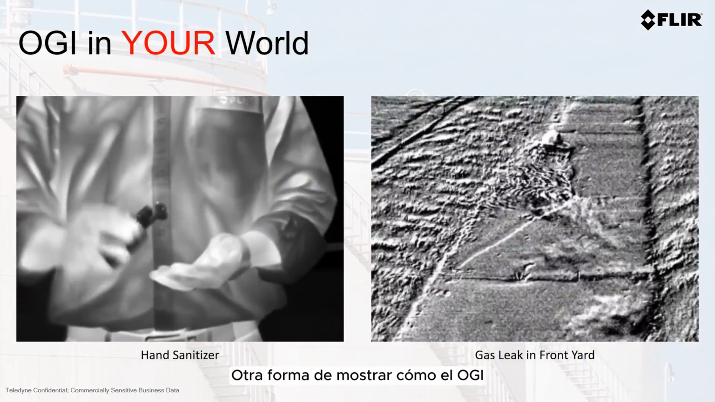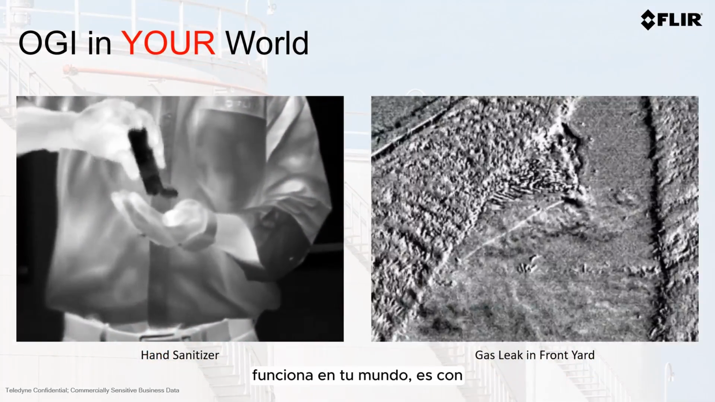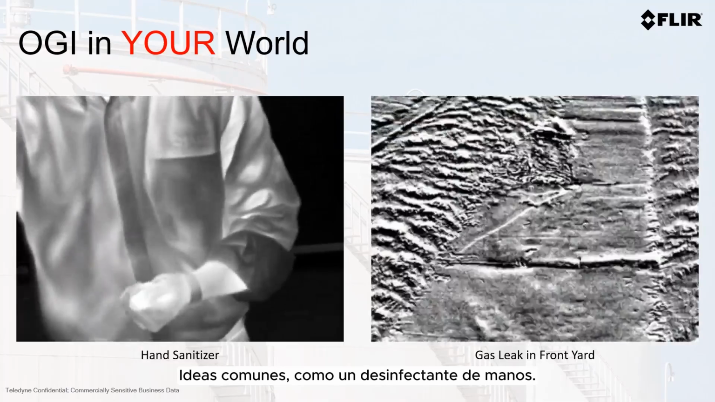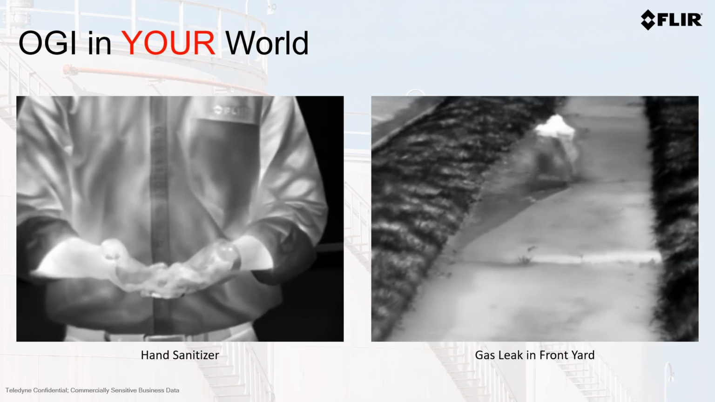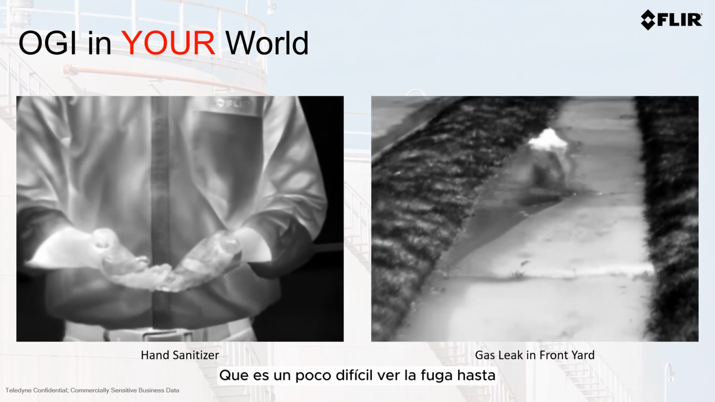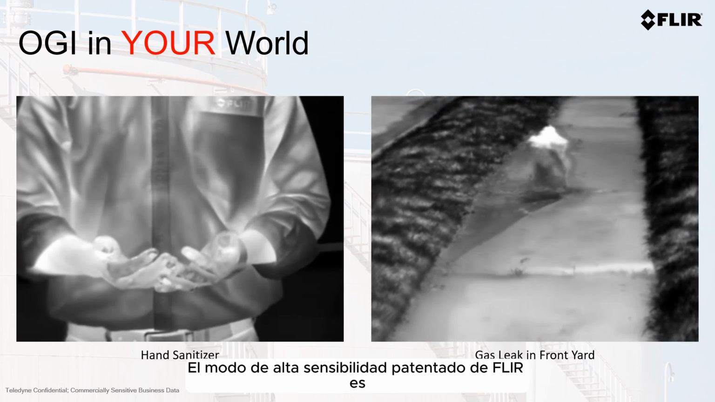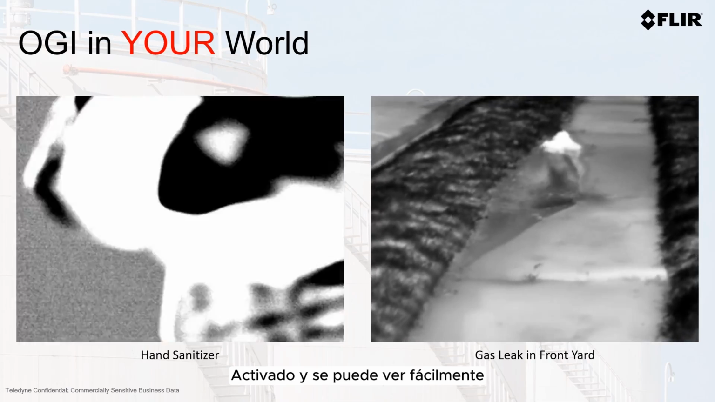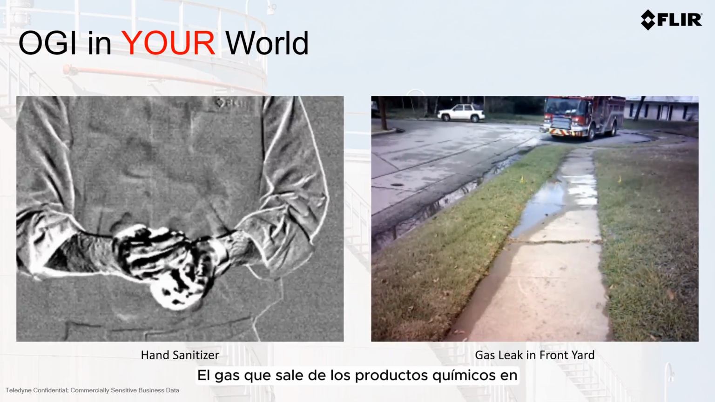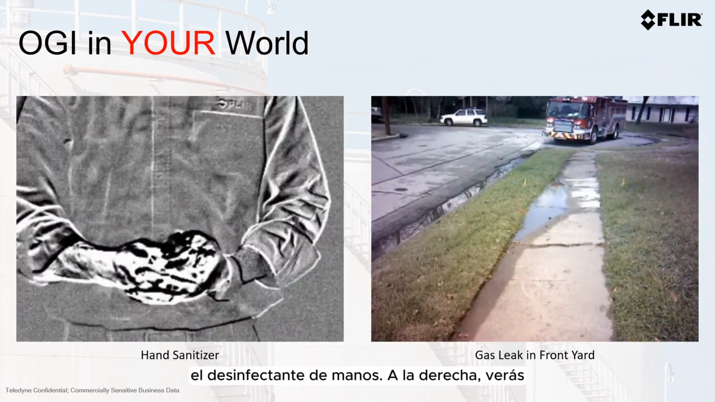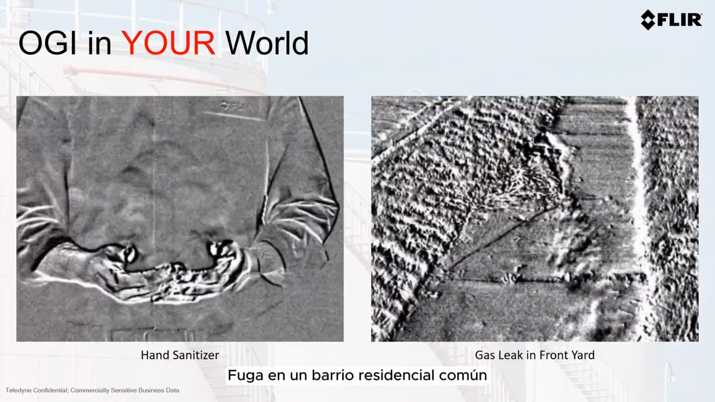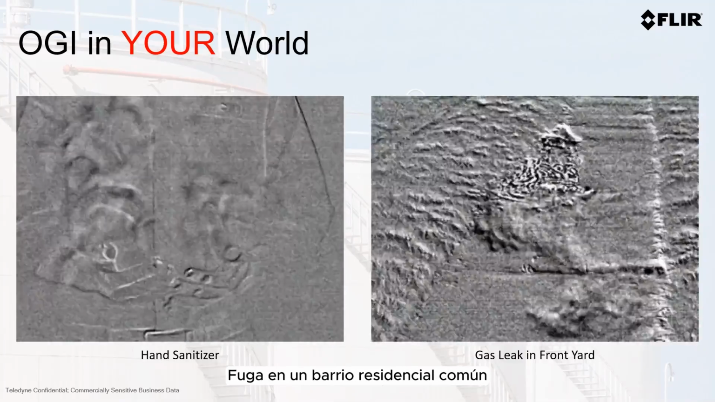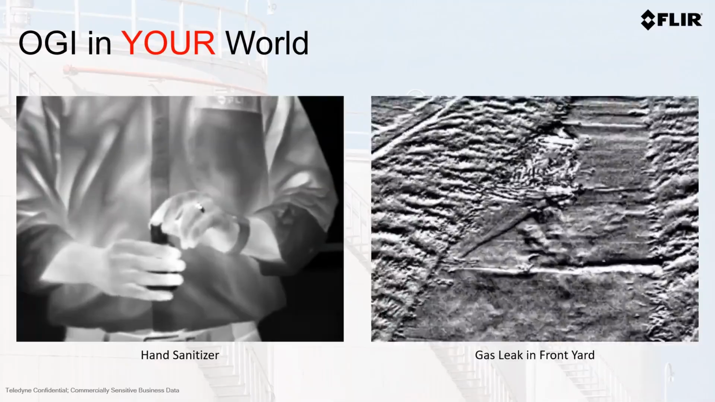Another way to show how optical gas imaging works in your world are some common examples, like a hand sanitizer or a residential leak in a front yard. On the video on the left, you'll notice it's a little hard to see the leak until FLIR's patented high sensitivity mode is activated, and then you can easily see the gas coming off of the chemicals in hand sanitizer. On the right, you'll see a fire truck, and you'll actually see a leak in a common residential neighborhood underneath the sidewalk.